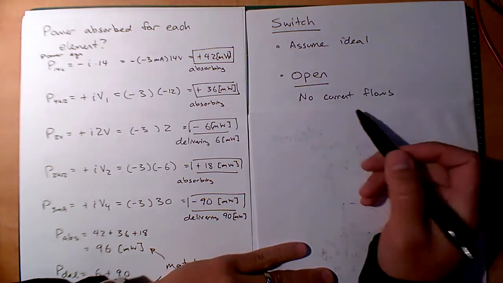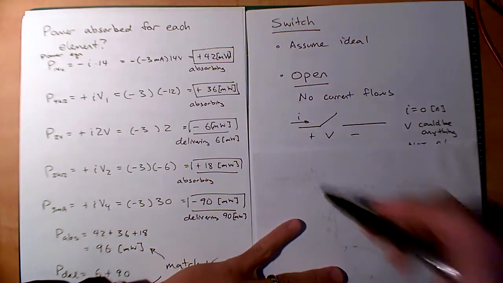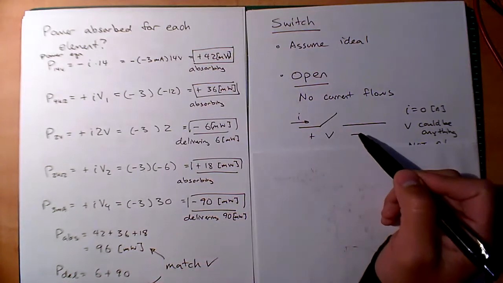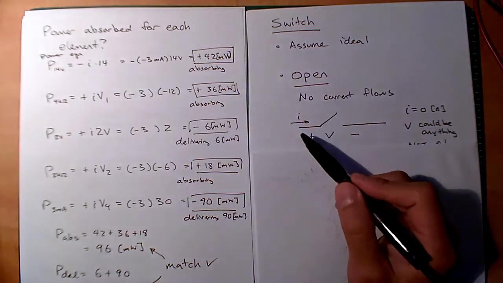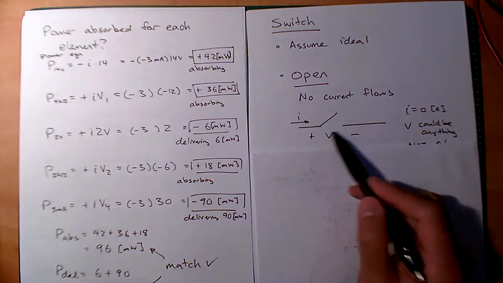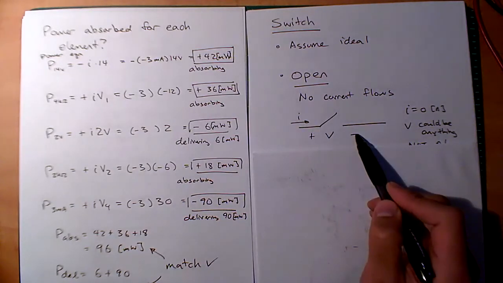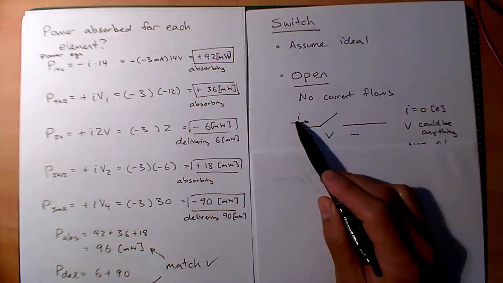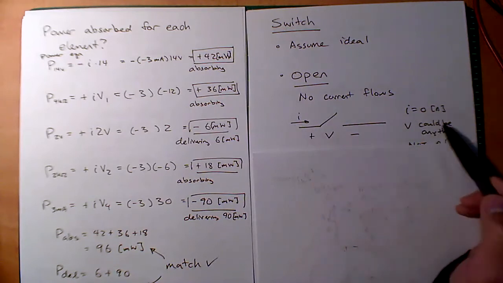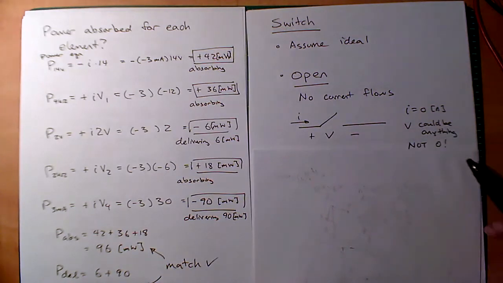Now, when it's open, no current flows. This is the symbol for a switch when it's open, so you have an open circuit. If we treat this like an element and put a current and a voltage across it, for an open switch, I is zero. No current is flowing, and V could be anything, not zero.